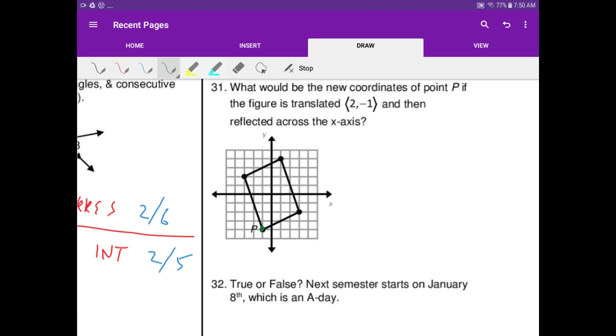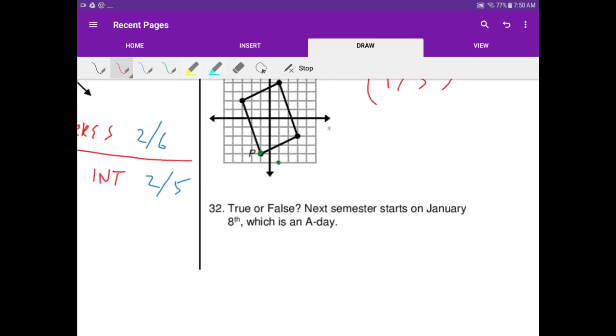Here's P. So over 2, down 1. This is your new P, reflected across the x-axis. So it's going to be this right here. So that's 1, 1, 2, 3, 4, 5. 1 and 5 is the answer.